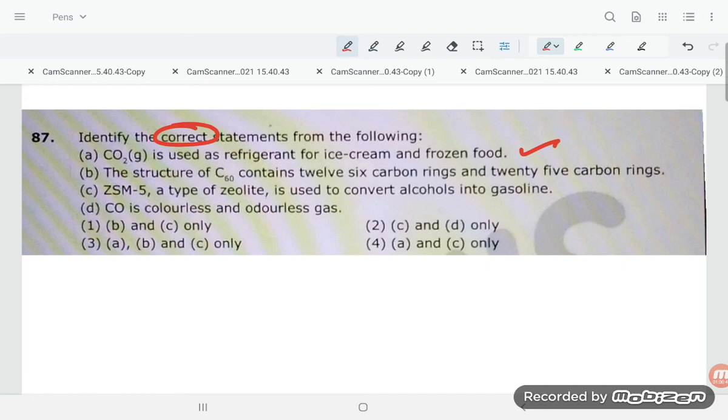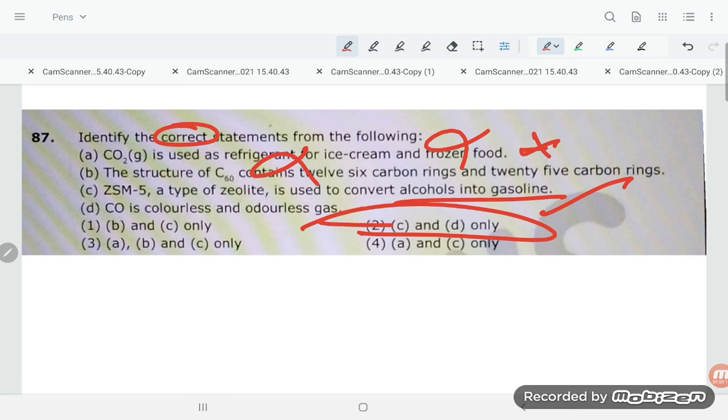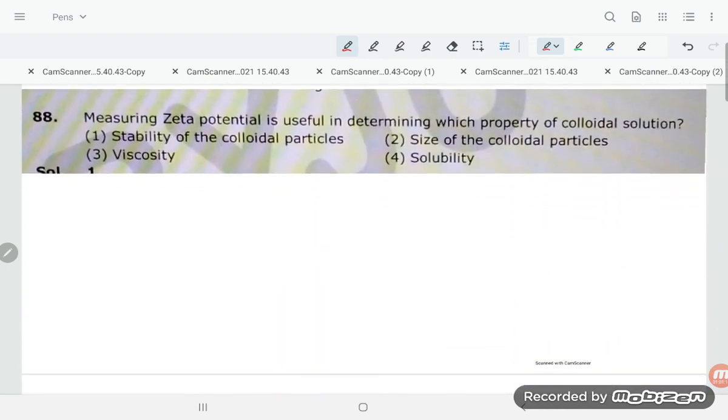If you talk about this, it is not correct. CO2 is not used as a refrigerant. This second one is also wrong. Zeolite ZSM-5 is used to convert alcohol into gasoline. This is correct, direct NCERT. CO is colorless and odorless. That is also correct. So C and D are correct. So the correct option will be option number 2.